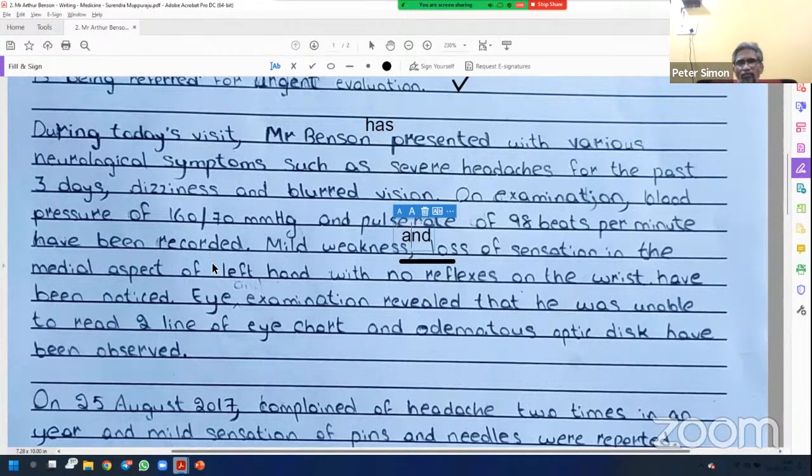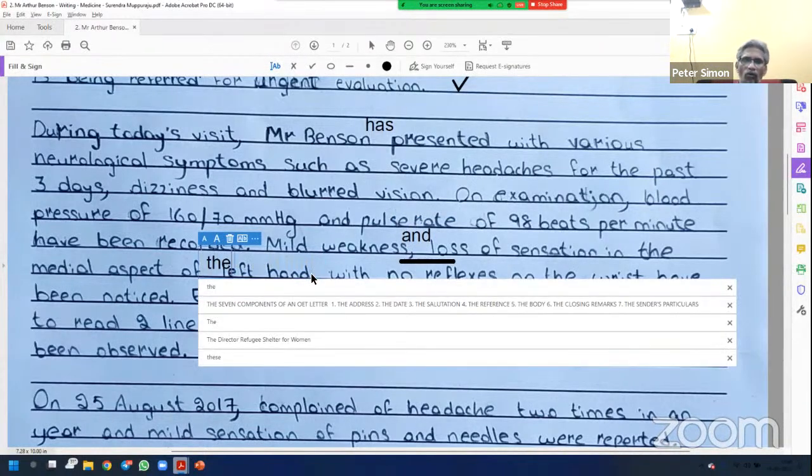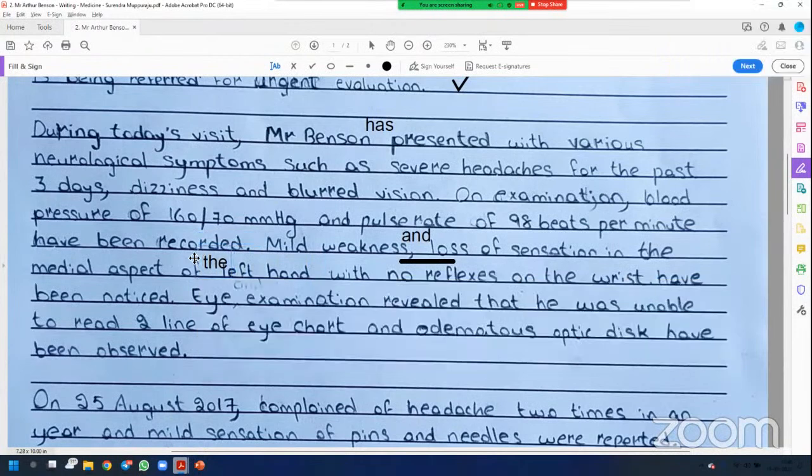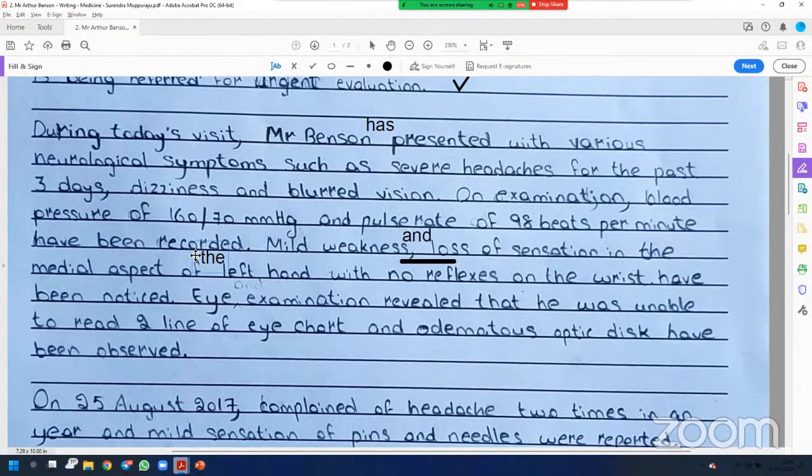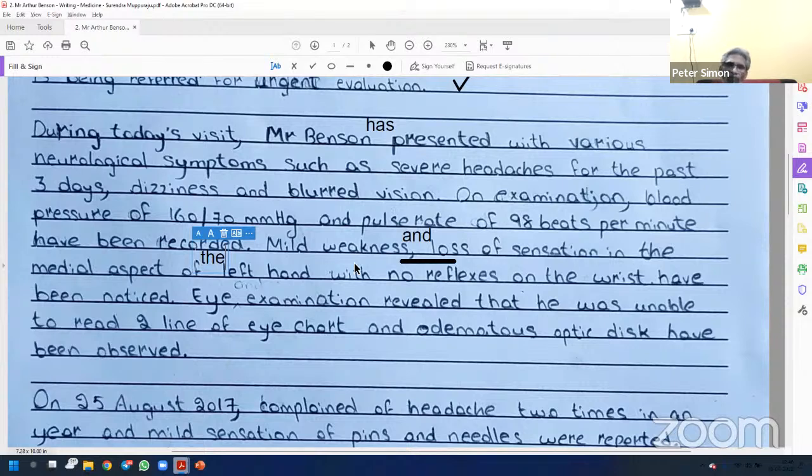Second, in the medial aspect of the left hand. Left hand is one body part. Medial aspect is another body part. Body part in the body part. So every body part has to have the.